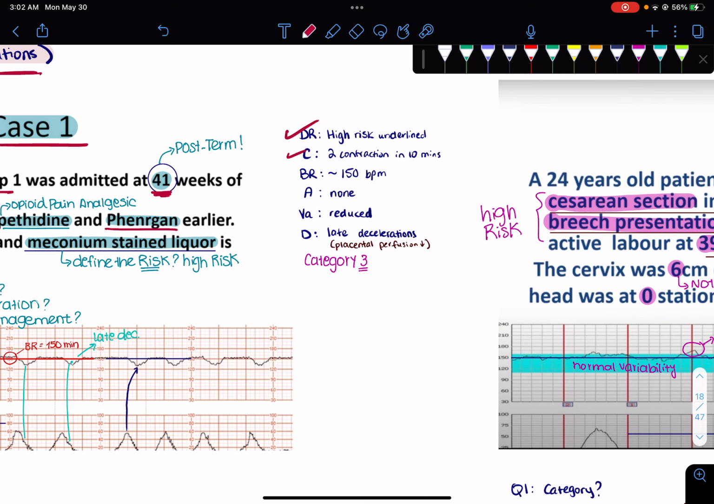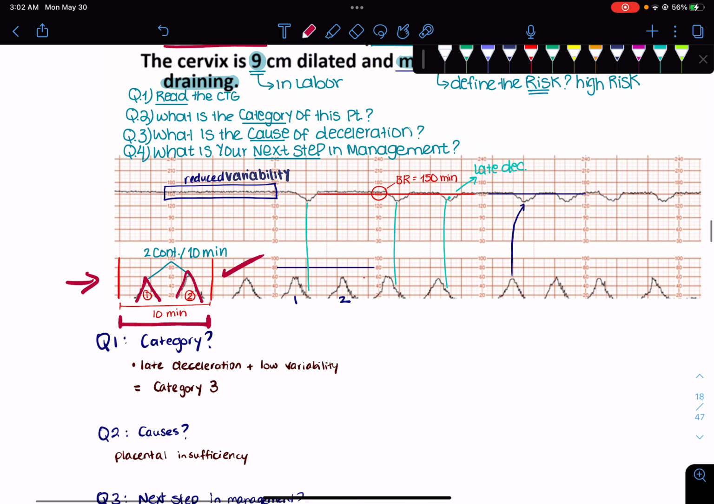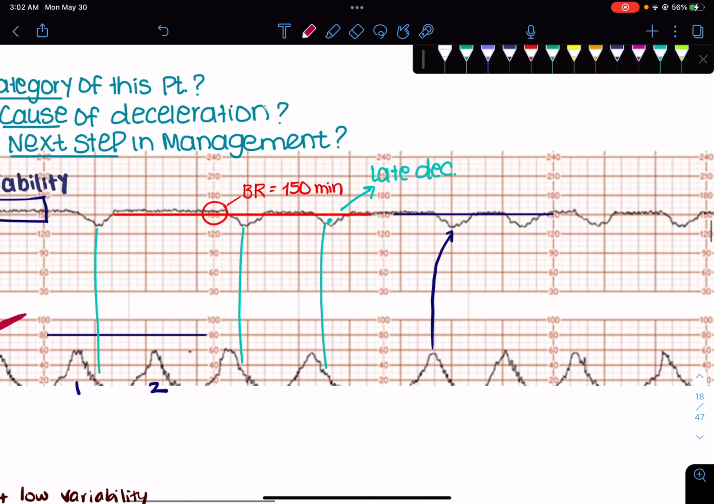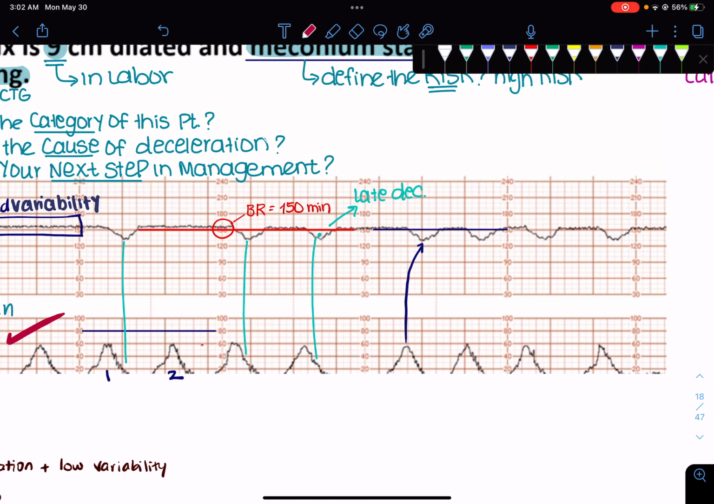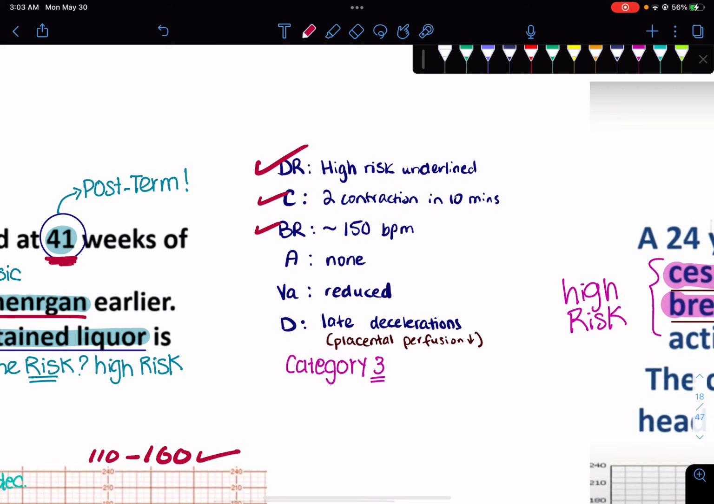طيب, next we have the basal heart rate. كيف نحدد basal heart rate? We said هنا heart rate. So حطينا اللاين حقنا ولقينا إنه the basal heart rate is 150. وإحنا قلنا normal heart rate of a fetus is from 110 to 160 beats per minute. So كمان برضو normal basal heart rate.